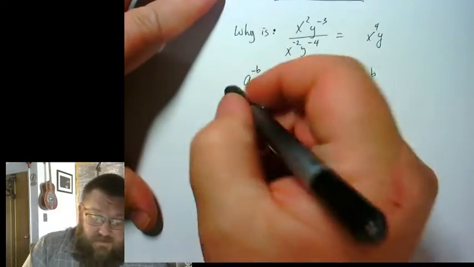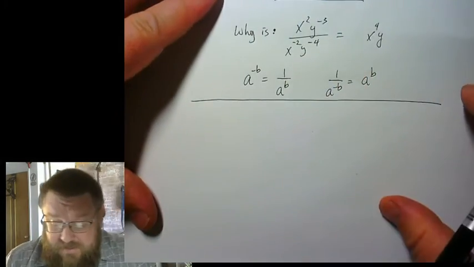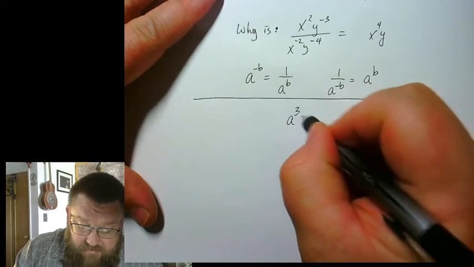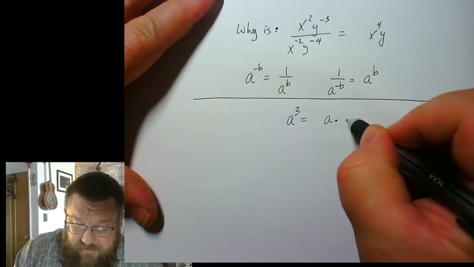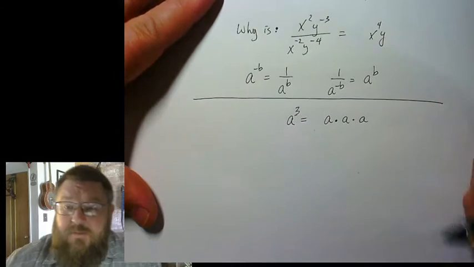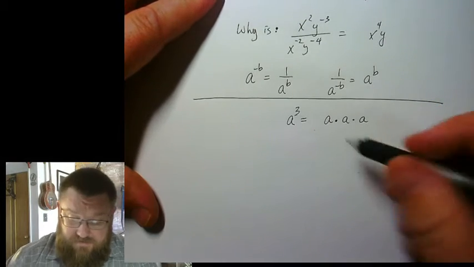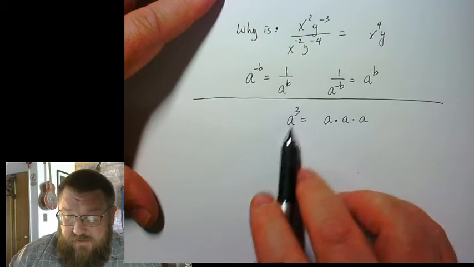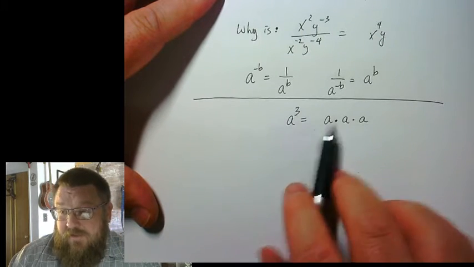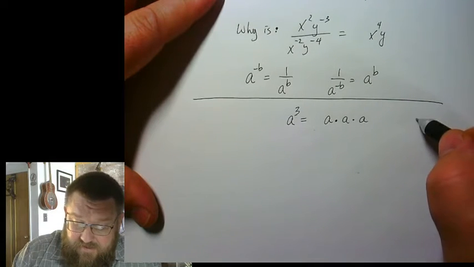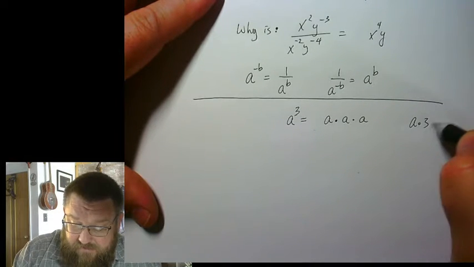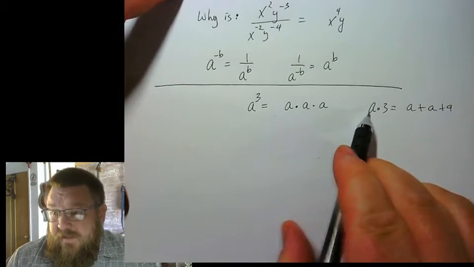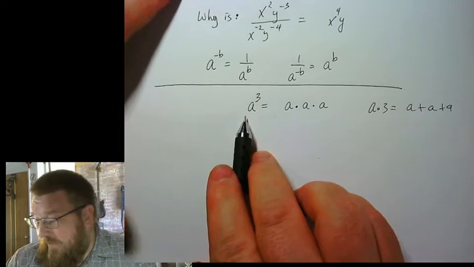Okay, so I promised you at the very beginning that everything about exponents went down to this. Exponents are a shorthand way of writing repeated multiplication. I promised you that, and it's very true. So this 3 is the exponent, a is the base. It means that there are 3 of these a's multiplying just like that. So these are the same. And also, a times 3, well, that would be a plus a plus a. Multiplication is repeated addition. Exponents are repeated multiplication.